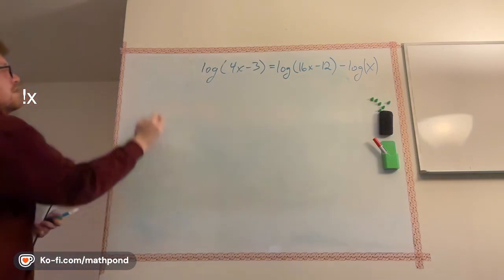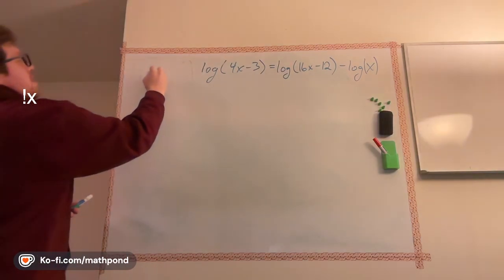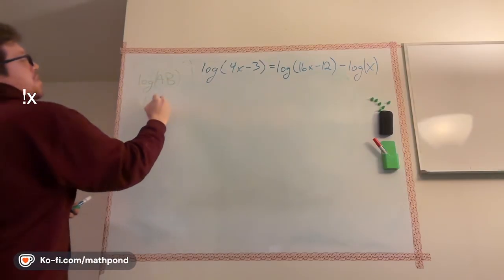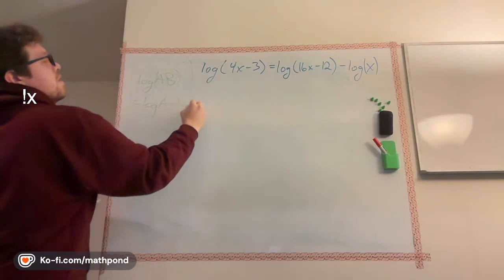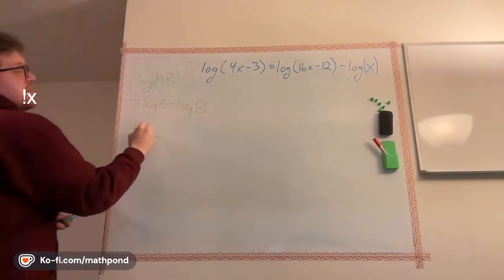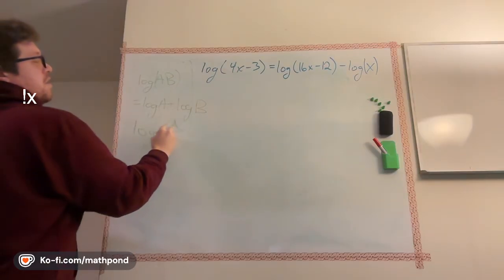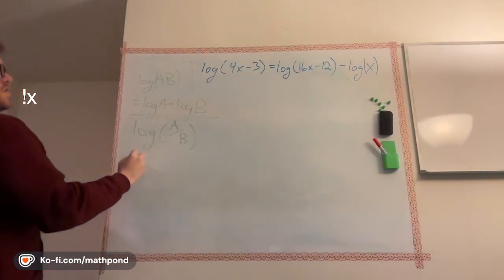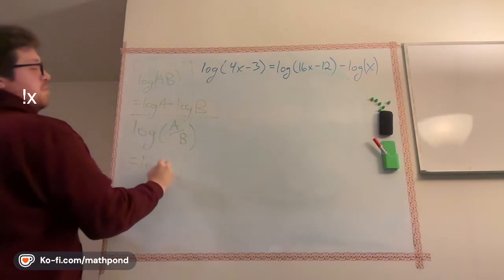I'll write them over here. So log of a times b is log a plus log b. And then we also have log of a over b is log a minus log b.